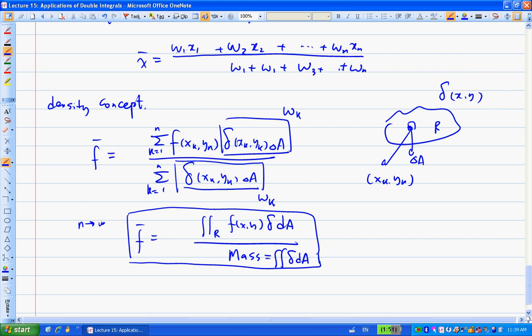Yes. They all integrate over the same region R. Good point. The delta, is that just your density function? Yes. In this case, you consider it as a density. That's good enough.